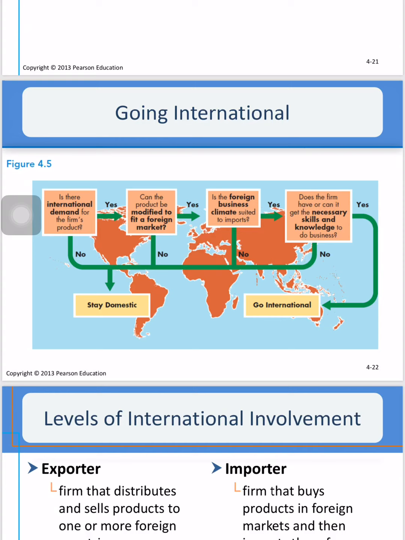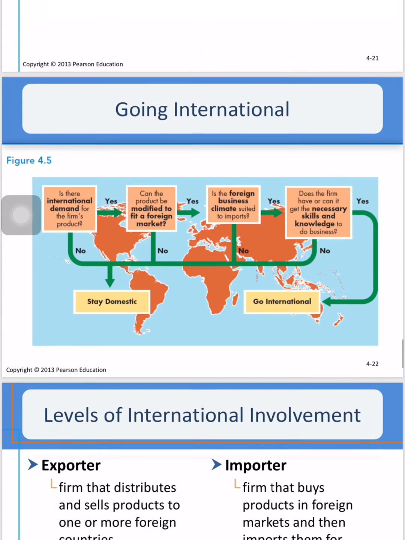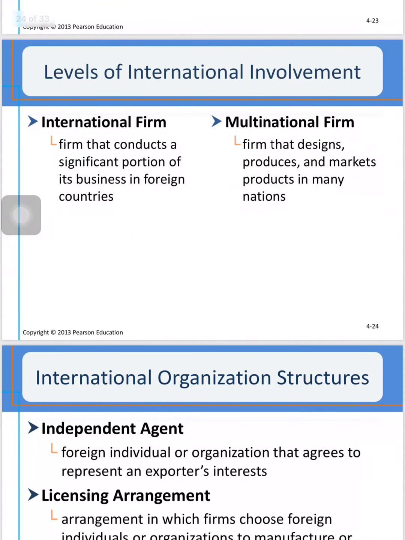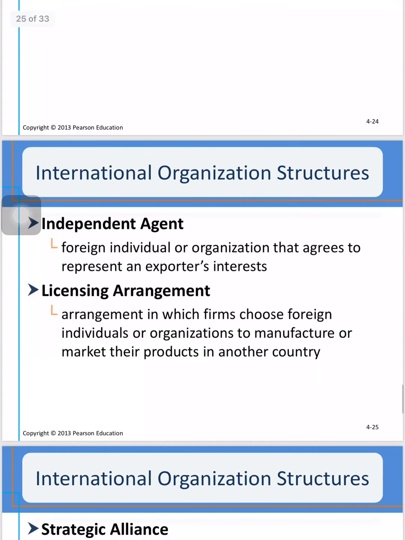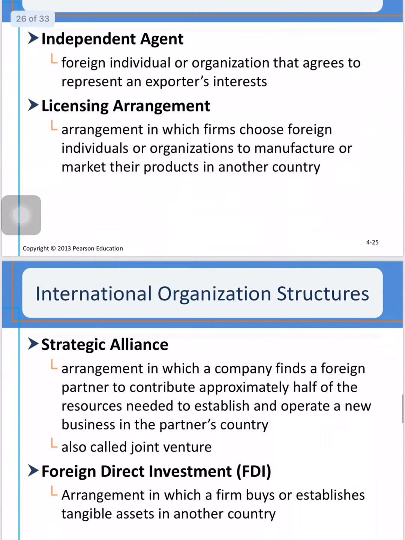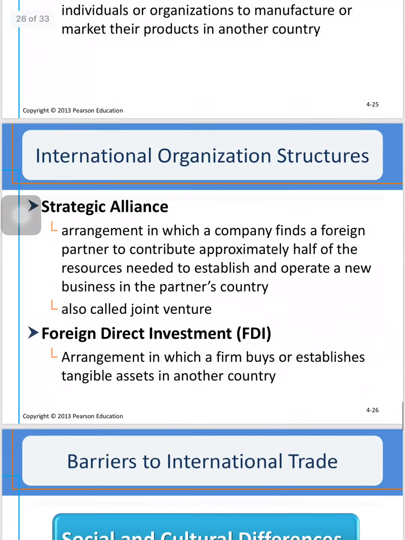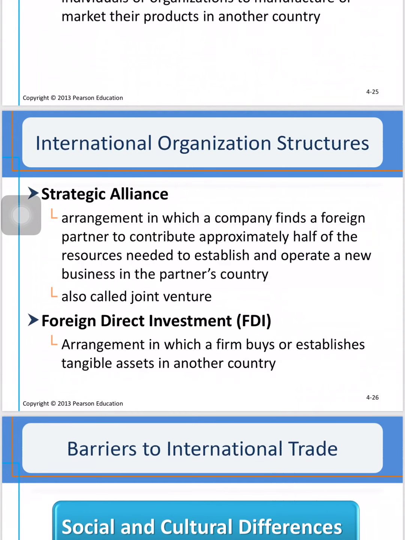Okay, and then we can move to the level of international involvement, which is international firm, multinational firm, independent agent, licensing arrangement, brand here. Okay, strategic alliances. Okay, foreign direct investment.